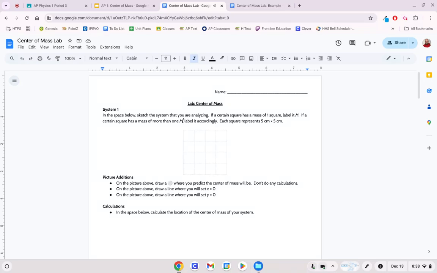Hey everybody, today you're going to be performing the Center of Mass Lab. It's a lot to leave for you guys virtually, but I definitely know you can do it.